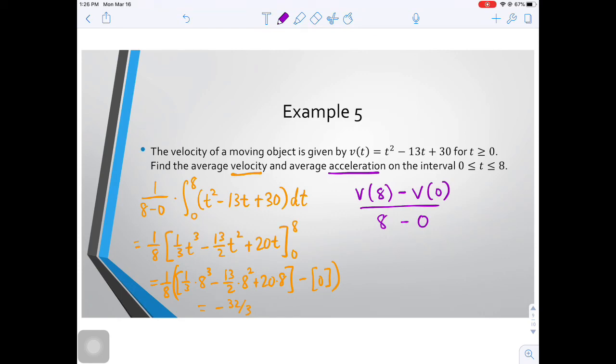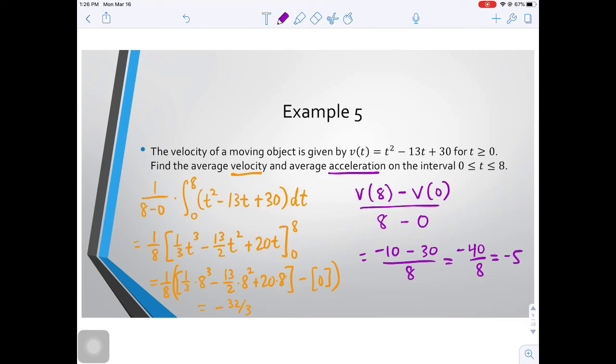So v of 8 is negative 10 minus v of 0 is 30, divided by 8. That gets us negative 40 divided by 8, which is negative 5. So the average acceleration is negative 5.